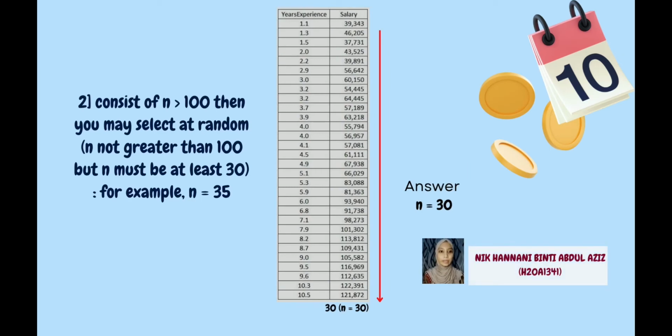After completing the data, it is necessary to find a sample in the existing data. The sample can be chosen at random and is not more than 100, but N must be at least 30. For example, N equals 35. So the sample on our data is 30, starting with 39,343 to 121,872. So N equals 30.